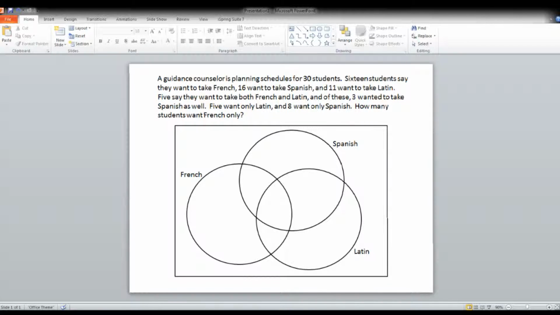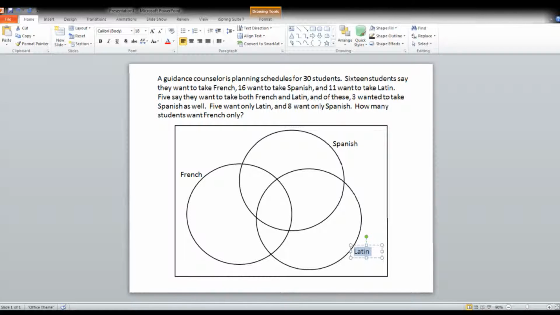Okay, so I've taken the liberty to set up the Venn diagram beforehand. We have a guidance counselor planning to schedule for 30 students. So there's 30 students in total, so this entire square should add up to 30. 16 students want French, so the French circle has to add up to 16. Then the Spanish circle, the entire circle has to add up to 16. And the Latin circle has to add up to 11, because 11 students want to take Latin.